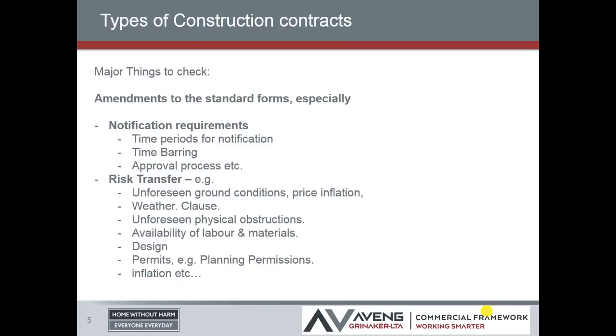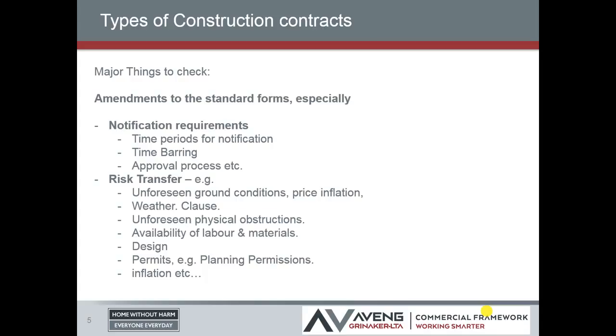So what are the major things you need to check? If you're at tender stage or post-construction, you've been awarded, you really need to look at the conditions of contract, understand it. Is it a standard form or has it been amended? And if it's been amended, you really want to look out for the notification requirements. For example, are there time periods for notification that are in the standard form? You must understand them. Or if they've been amended, what is the consequence? Is time barring in the contract? So do you have to give notification within a specific time period, which is very common, and failure to do that means you lose your entitlement for a claim later on.